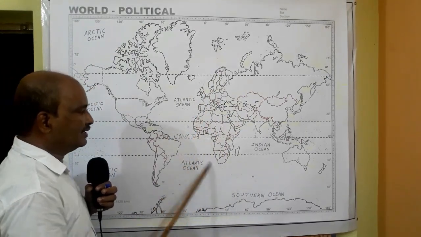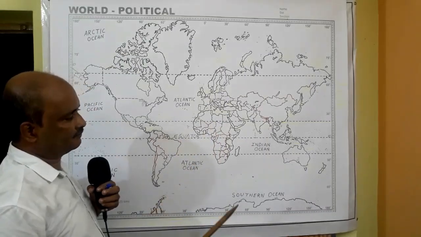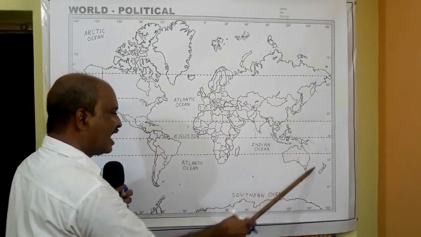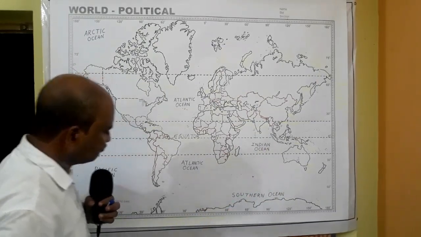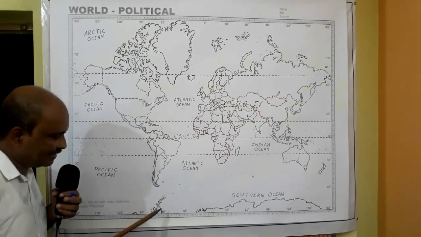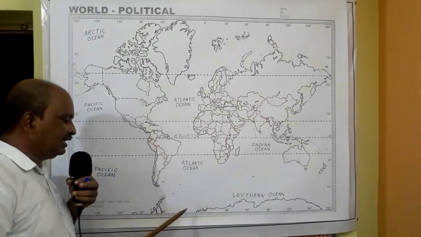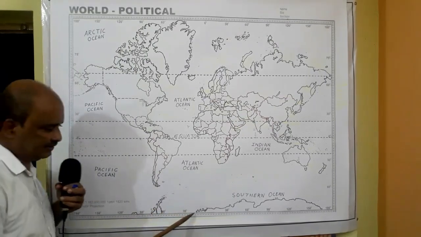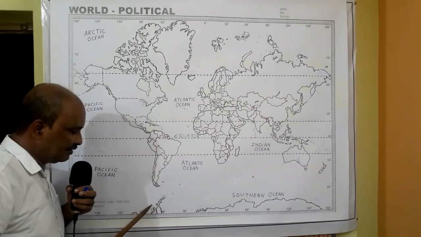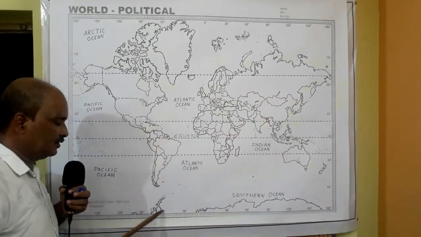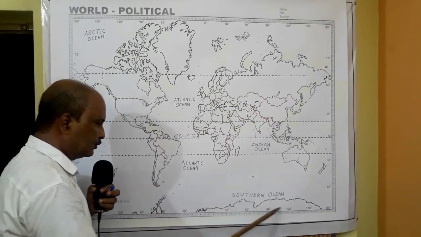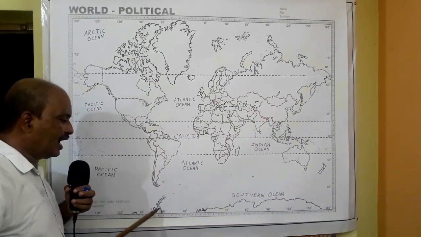Now this one is Africa, whereas this is Australia or Oceania. And the almost uninhabited continent is the massive Antarctica. Okay, here you could see, this is Antarctica.